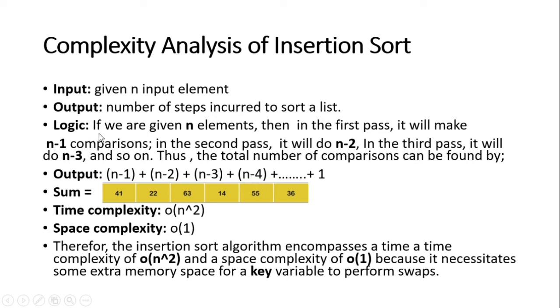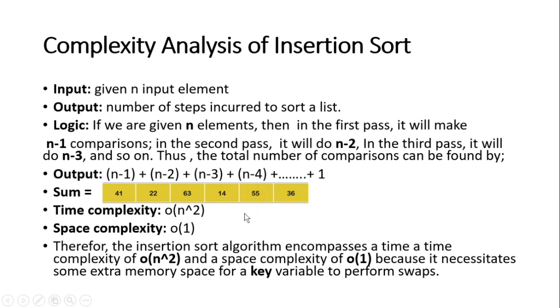What logic do we apply? If we are given an element, then in the first pass it will make n-1 comparisons, in the second pass it will do n-2, in the third pass it will do n-3 and so on. Thus the total number of comparisons can be found by n-1 plus n-2 plus n-3 and so on plus 1. Here's our unsorted array 41, 22, 63, 14, 55 and 36.